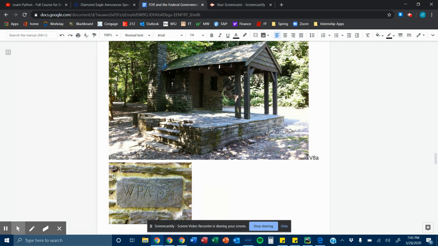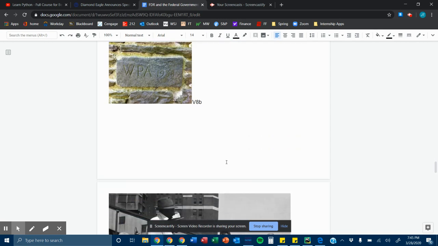But these structures, this is just one example that a student took a number of years ago when we were doing the WPA project. And it's just more evidence of some buildings that are in a lot of local communities that are still around, but they were built by the WPA.